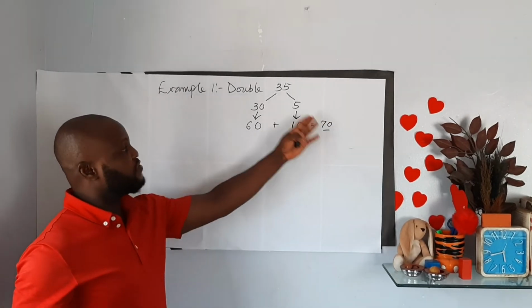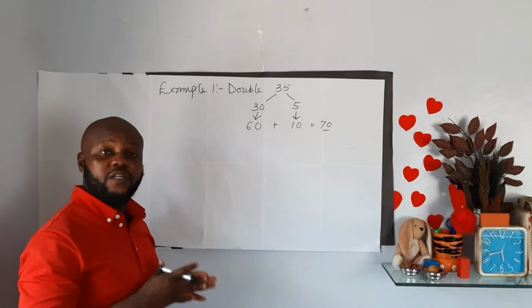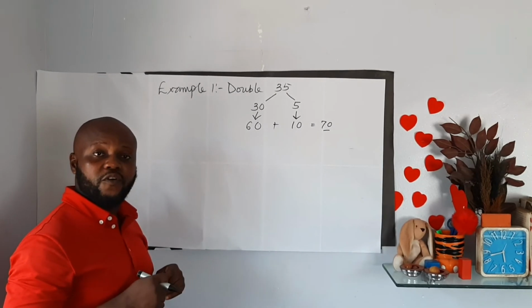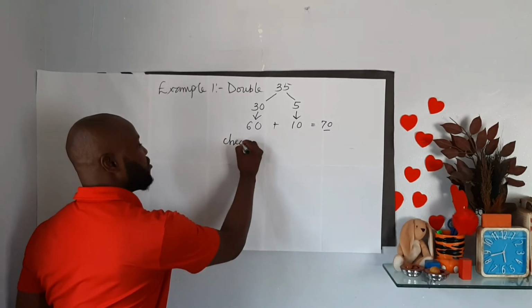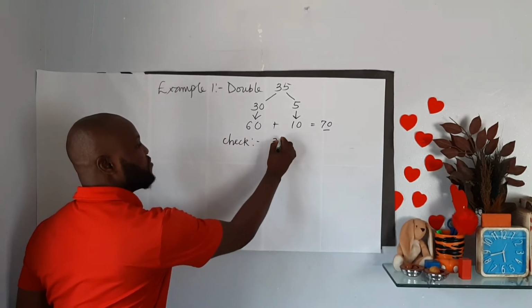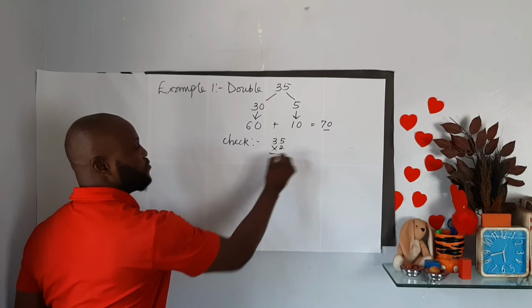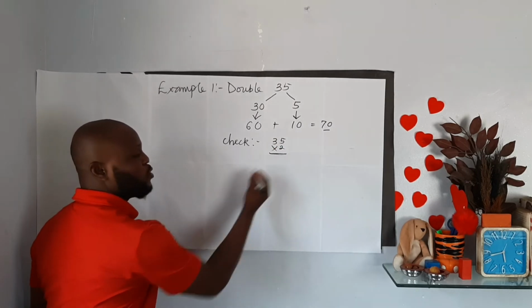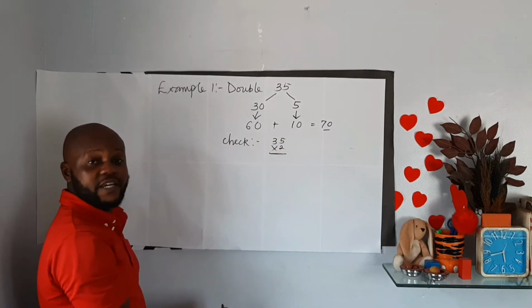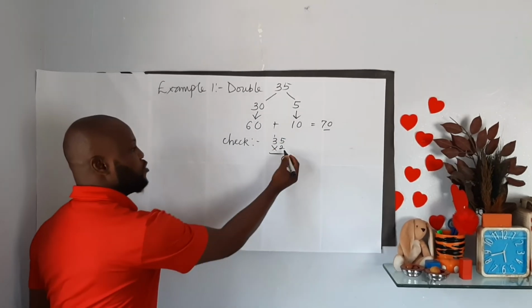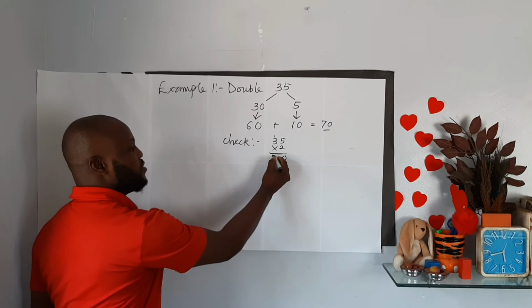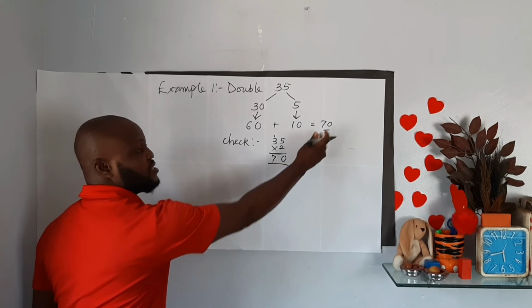Now I can check if this answer is correct, because when you double, it means you're adding the number to itself or that number times 2. So to check if my answer is correct, I'll simply do 35 times 2. I know that using the column method, 2 times 5 is 10. Alright, 0. Carry 1 to the tens place. 2 times 3 is 6 plus 1, 7. So this is 70, which is the same thing as this.